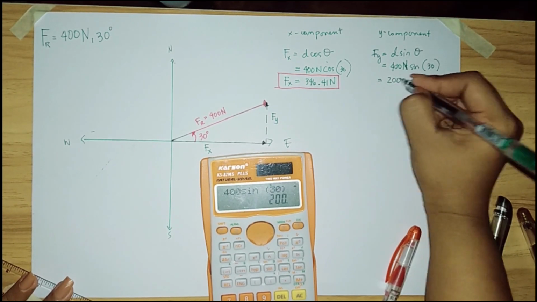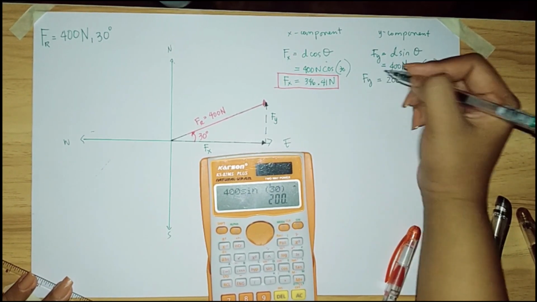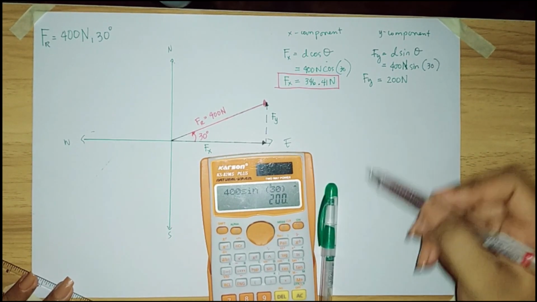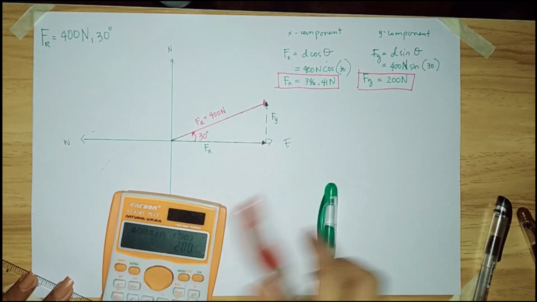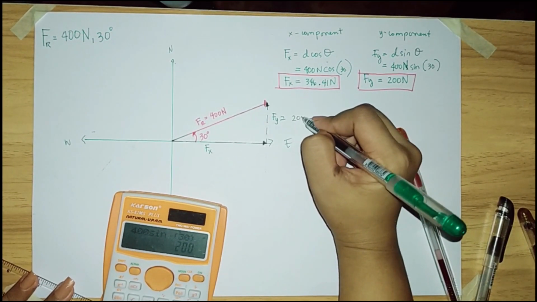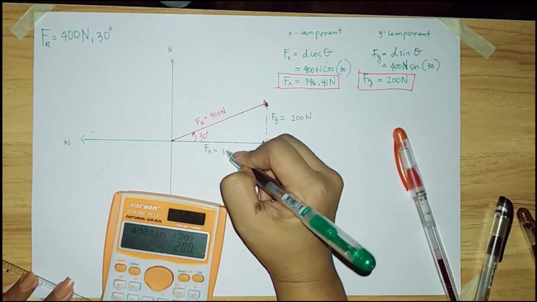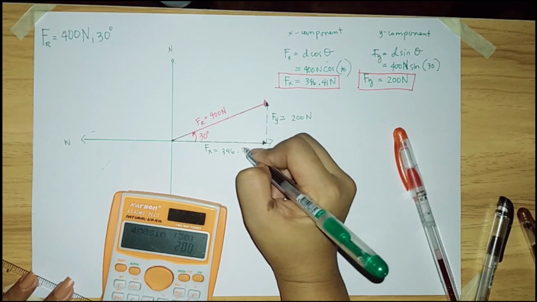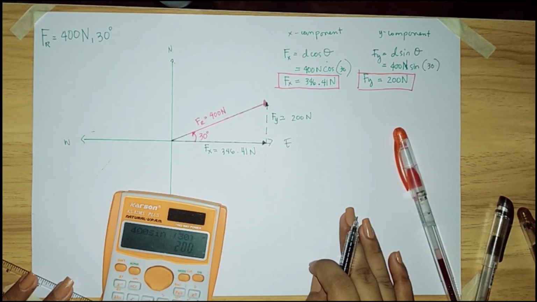And that's 200 newtons. Nakita mo na rin yung y. And so you're done. Tapos ang laban. 200 newtons. And this is 346.41 newtons. Cha-dang! And we are done.